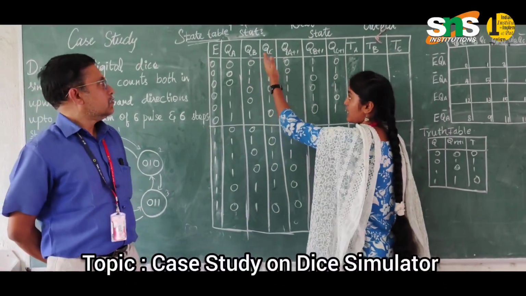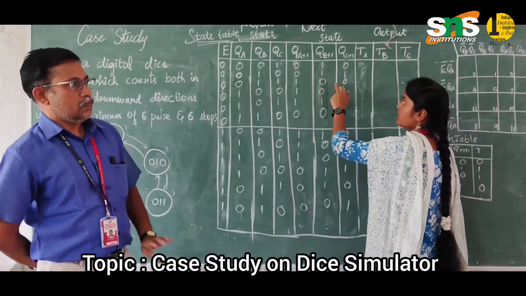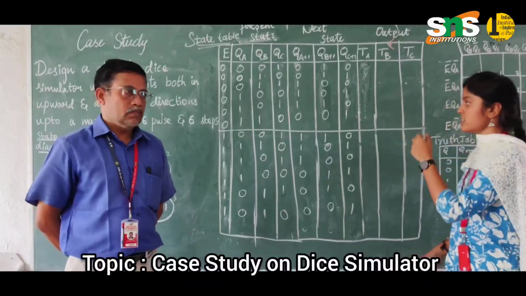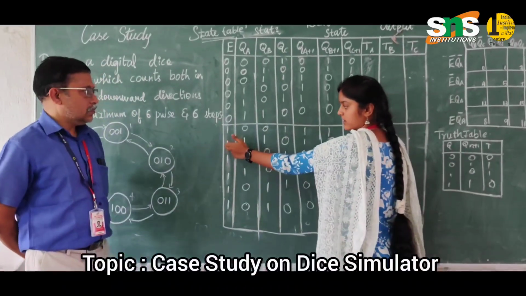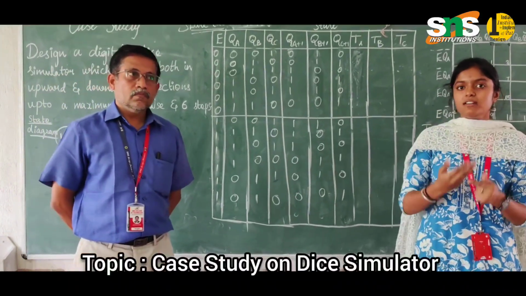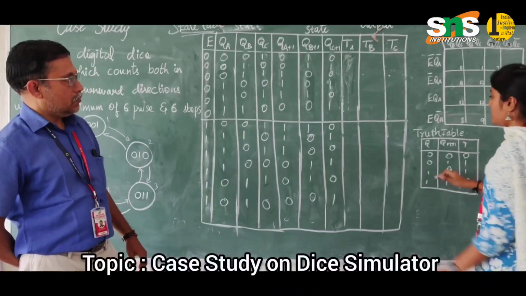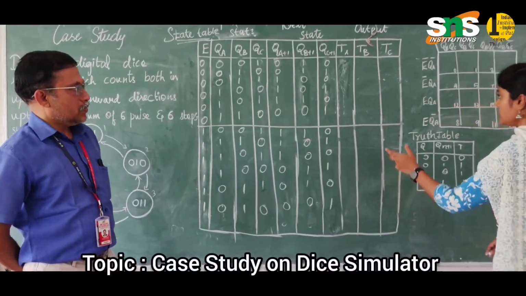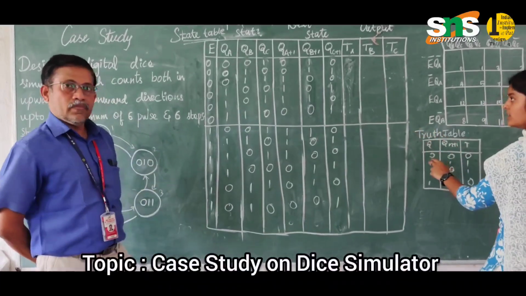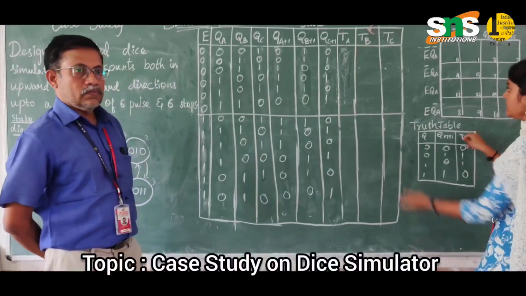The present state contains QA, QB, QC, and the next state contains QA+1, QB+1, QC+1. These are the binary values for three flip-flops. We are given an enable input because the die contains the numbers 1 to 6 and then the numbers repeat. By this truth table we are going to solve this. This is called the present state, this one is the next state, and this one is the output TA, TB, TC.